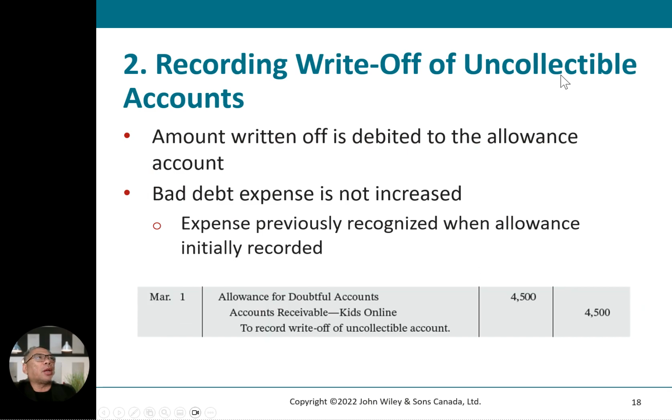Number two, recording the write-off of uncollectible accounts. The amount written off is a debit to the allowance account. Bad debt expense is not recognized, as the expense was previously recognized when the allowance was initially recorded. So how are you going to book that? March 1: allowance for doubtful accounts, debit 4,500, and accounts receivable of Kids Online, credit 4,500, to record the write-off of an uncollectible account.